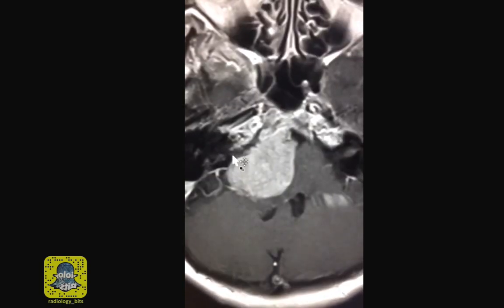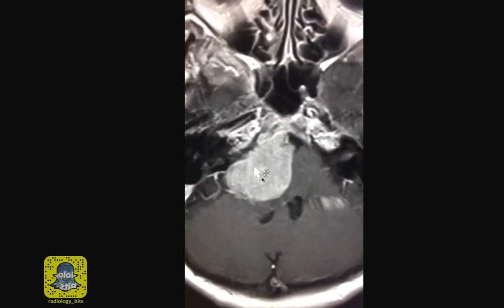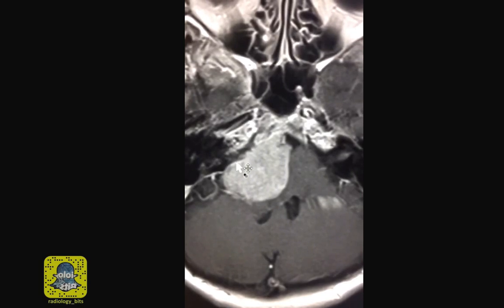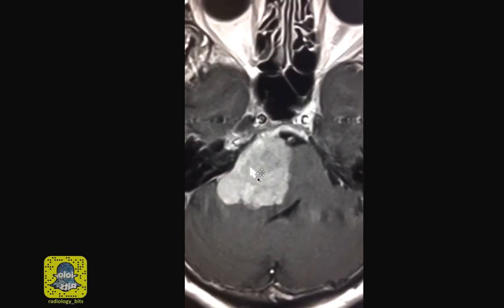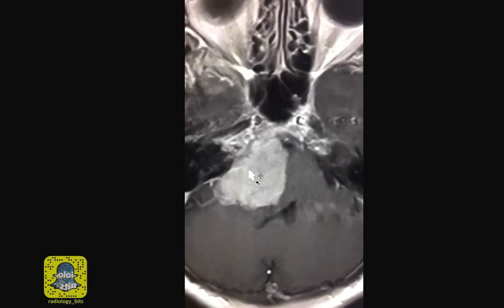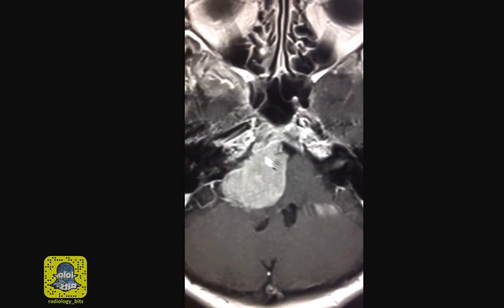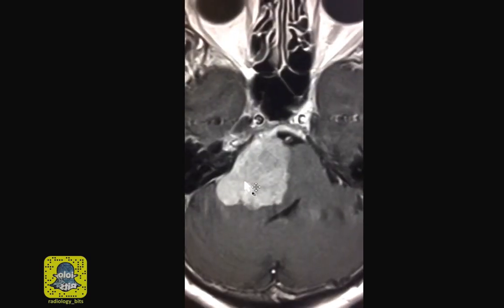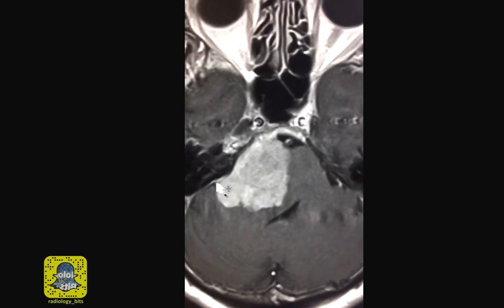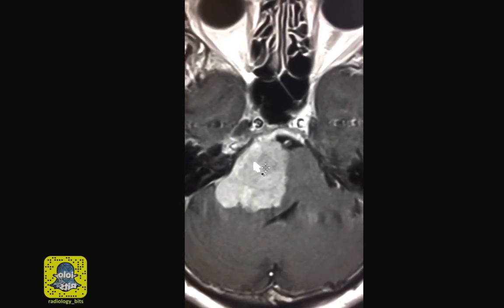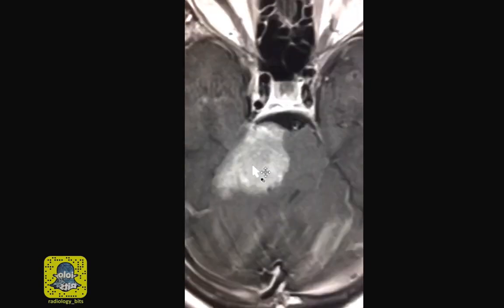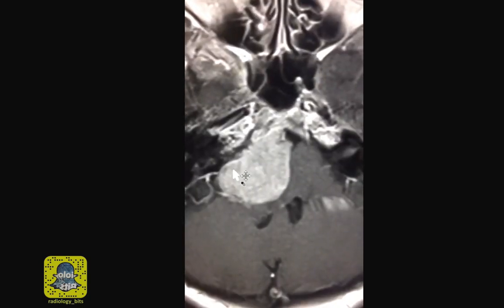And if you look here, this is where you expect the internal auditory canal to be. There is no extension into the canal. Most schwannomas would have extension into the canal, so these two features would go with a meningioma. If you have an enhancing dural extension, which we call a dural tail, that would favor a meningioma. We don't see a dural tail here.